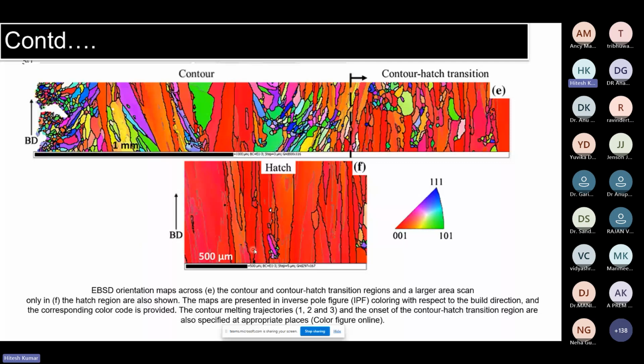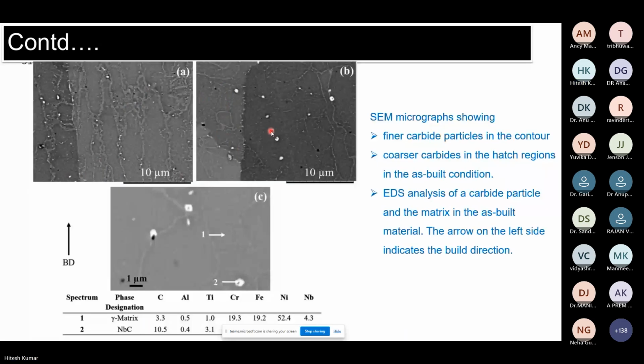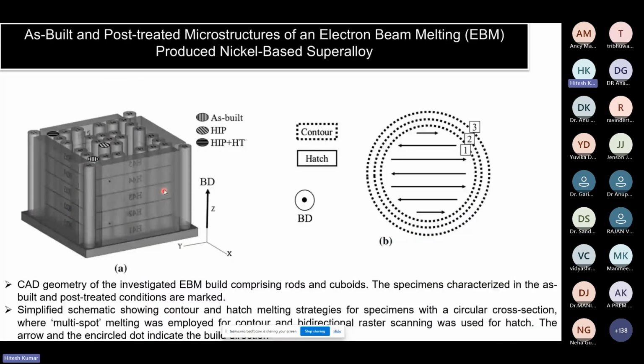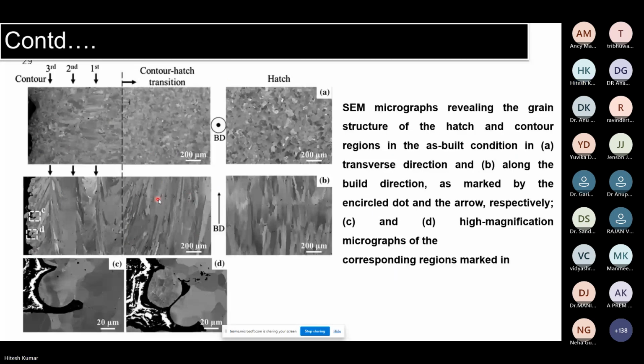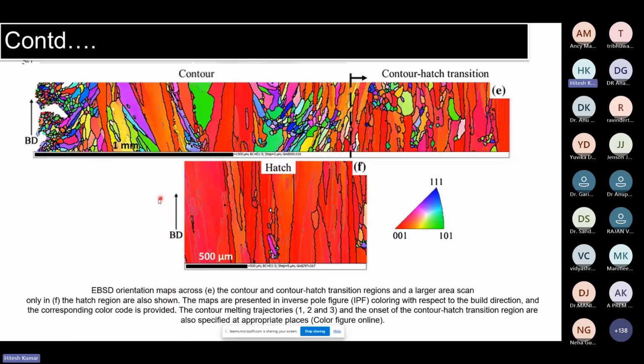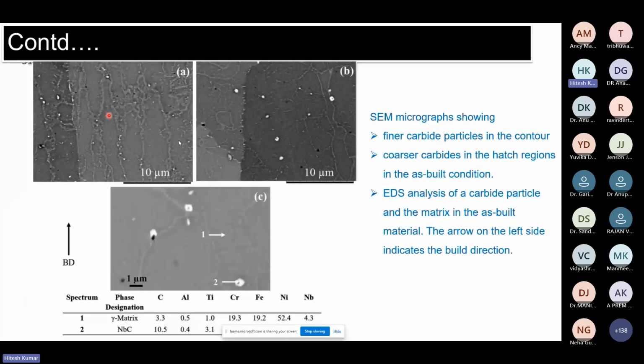This is a clear example of seeing the same image in secondary mode and backscatter mode. In secondary mode, you are not able to see any secondary phase or precipitates. But in backscattered mode, these are clear examples of precipitates. So we tried to find out what type of precipitates are forming near the grain boundaries. What we observed is a gamma matrix, as well as niobium carbides present inside your material.